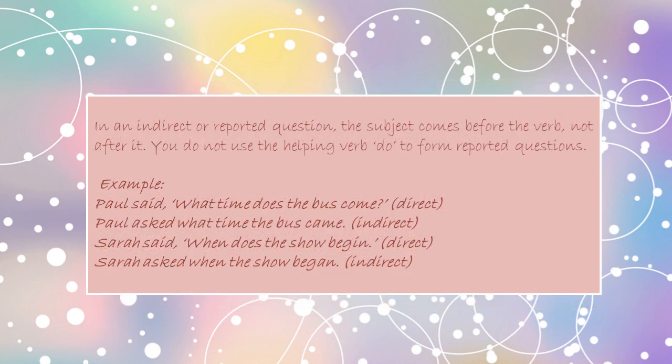And then, sixth, in indirect or reported questions, the subject comes before the verb, not after it. You don't use the helping verb do to form a reported question. You can see example: Paul said, "What time does the bus come?" That is direct speech. In indirect speech, Paul asked what time the bus comes, so you don't use the helping verb.